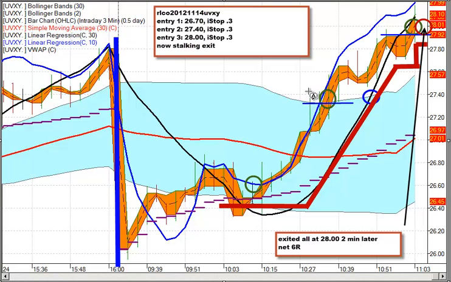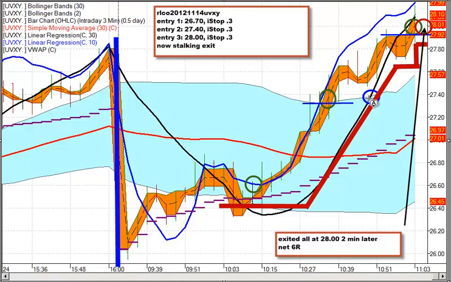Price peaks above the river and then pulls back. The ribbon and price leave the river at 27.40. I've got a little over 2R in hand, and on price expansion here, breaking above the high, I make my second entry at 27.40 in the green circle.